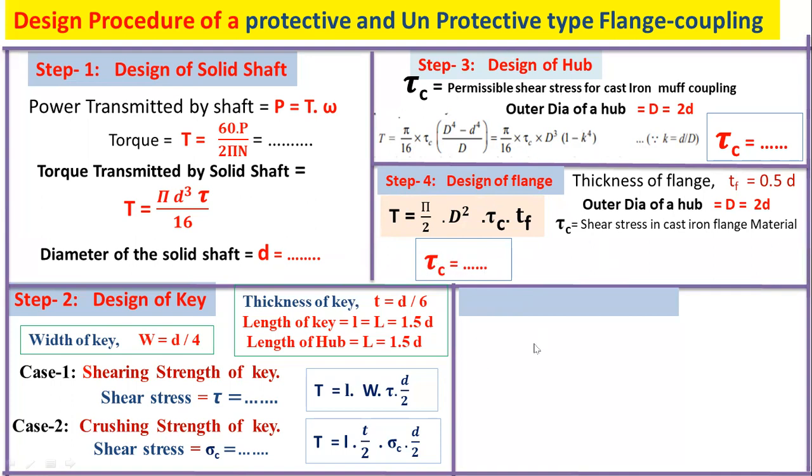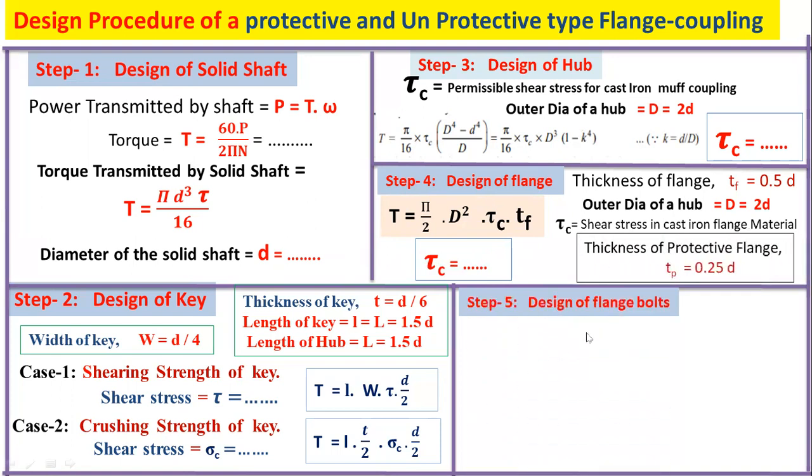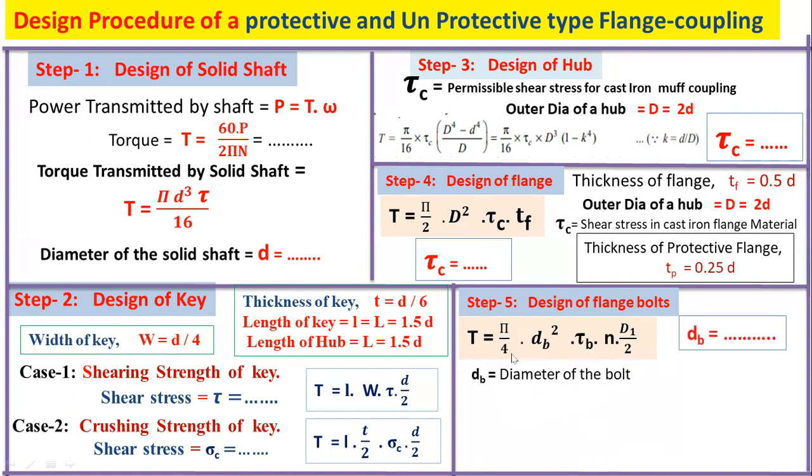In the last step, you have to design the core diameter of a bolt. We have to design a suitable size of bolt. This is the formula for torque transmitted by the bolts: torque equal to pi by 4 dB square into tau b into n into d1 by 2. Here, d1 is the pitch circle diameter of the bolts, d1 equal to 3 times the diameter of the shaft. Here, dB is the core diameter of the bolt, and tau b is the shear stress induced in the bolt material. From this equation, you have to determine the suitable size of the bolt diameter dB.